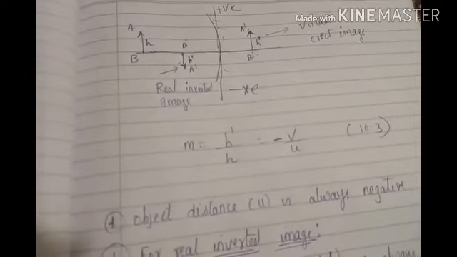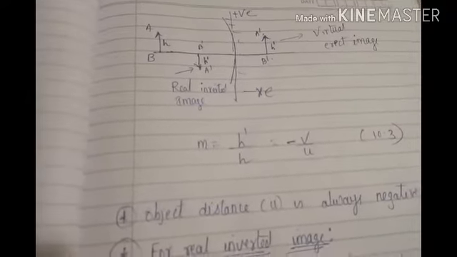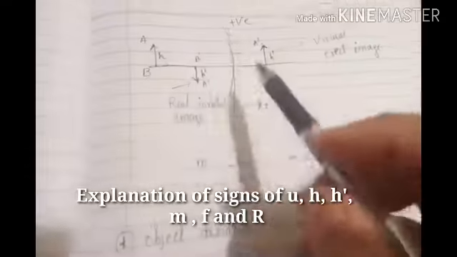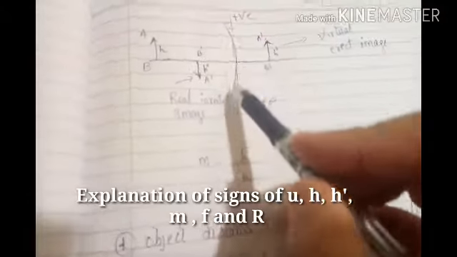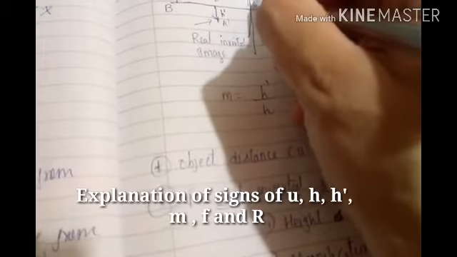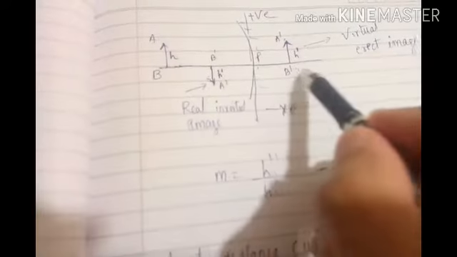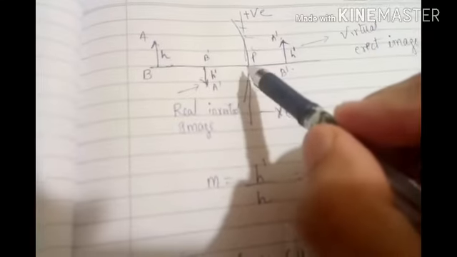Hello students, this is the most important part of this chapter, and especially for understanding the sign convention. I have drawn a very simple diagram. This is a concave mirror, and this is the pole P of the mirror, which is the origin. This is the principal axis and it is the x-axis, the horizontal axis. Distances on the left hand side are negative, right hand side are positive, above are positive and below are negative.